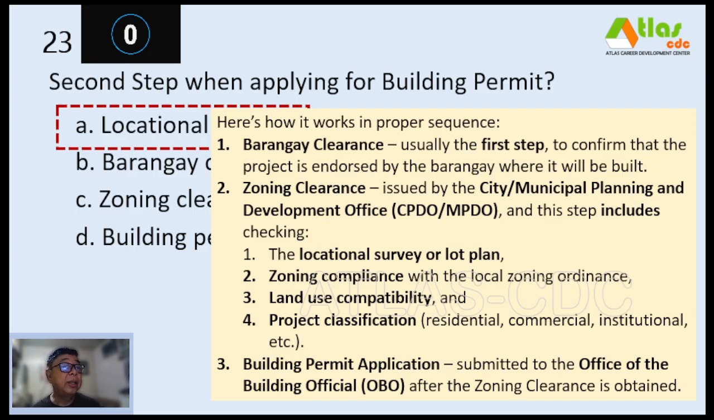And this step includes checking the locational survey or lot plan, the zoning compliance with the local zoning ordinance, the land use compatibility, and project classification, whether allowed in the zone, or residential, commercial, institutional, etc. So yung zoning clearance is the locational clearance as well, no? And lastly is the building permit application submitted to the Office of the Building Official, OBO, after the zoning clearance or locational clearance is obtained.